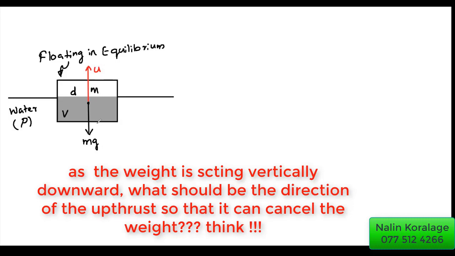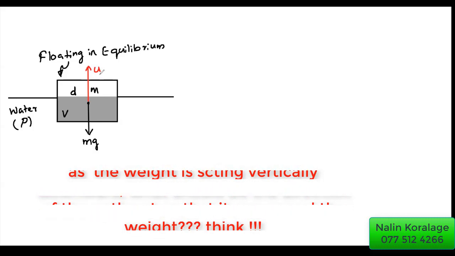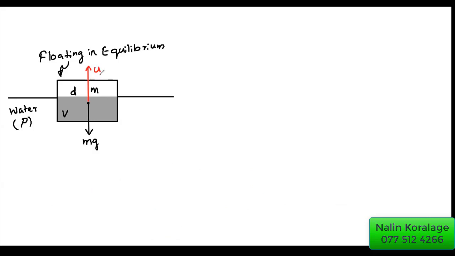Because that mg is getting cancelled by a force. In order to cancel mg, as mg is acting vertically downwards, that new force should be vertical. Why? Because mg is vertical. Therefore, this force should also be vertical. Oppositely directed vectors can get cancelled. That's the idea. At the same time, they should have equal magnitudes, obviously, right? So the magnitude of the weight is mg, and therefore U should always be equal to the weight of the object if it is floating in equilibrium.